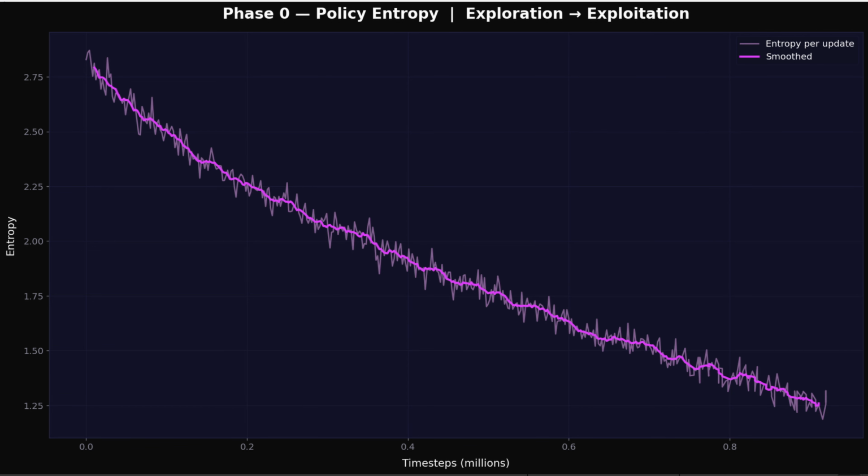And we start at around 2.86 and we end at 1.24. The agent is steadily becoming more confident and less random as training progresses. The fact that it never collapsed to zero is healthy.